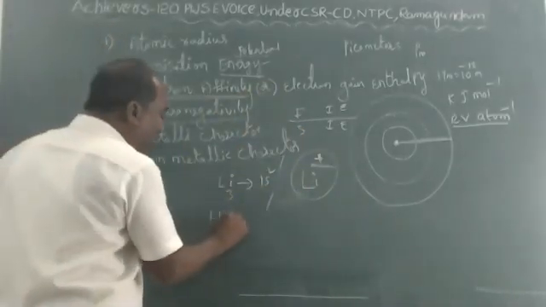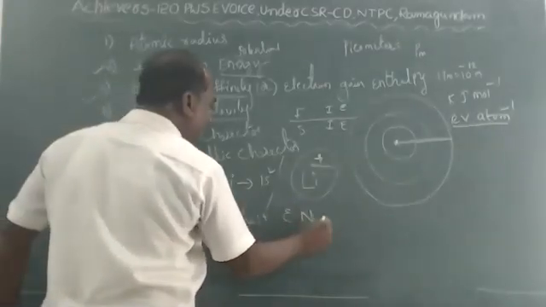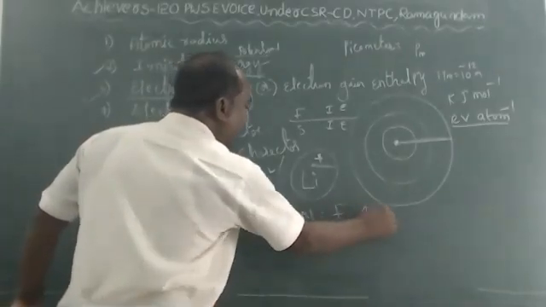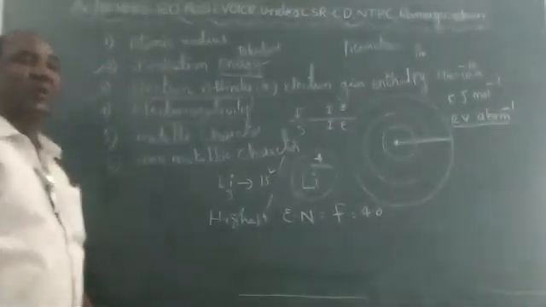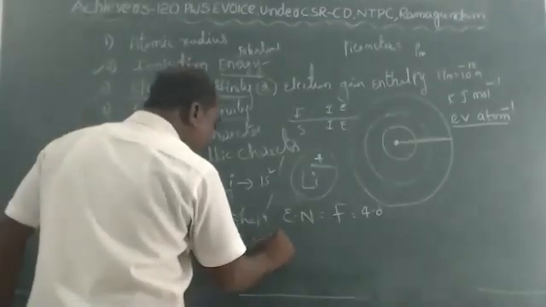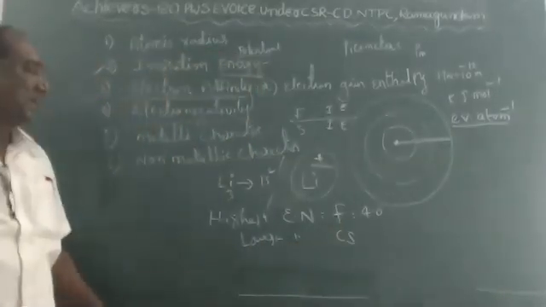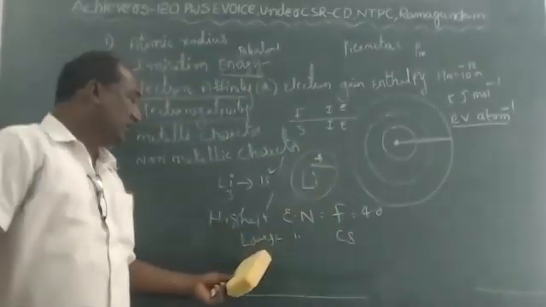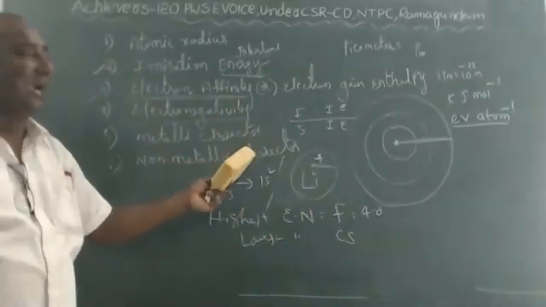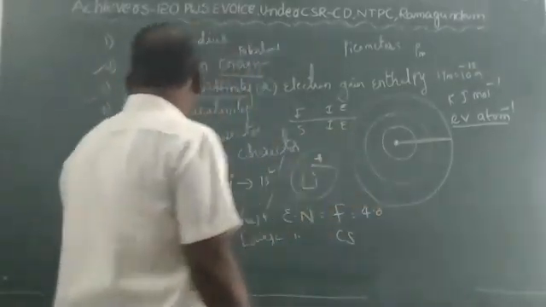The highest electronegativity element is fluorine, with a value of 4.0, and the lowest is cesium, children. Electronegativity increases in a period from left to right, and decreases in a group from top to bottom.